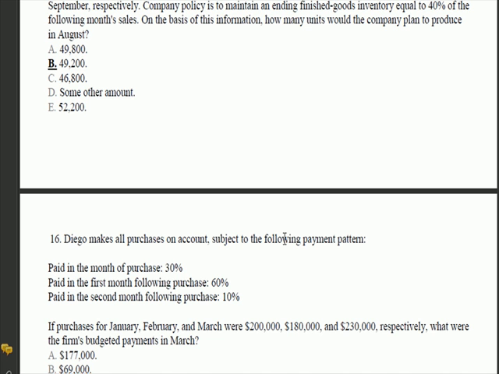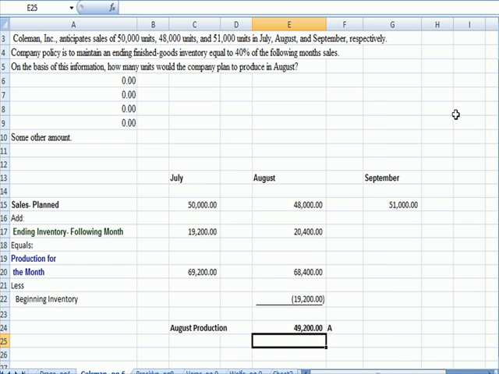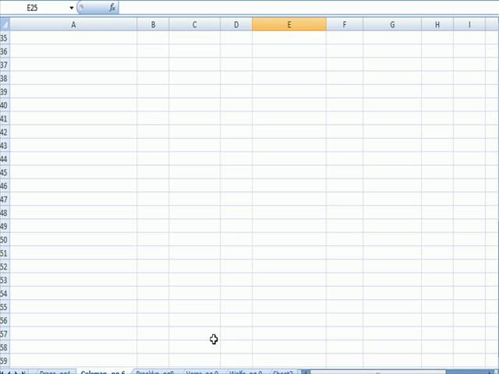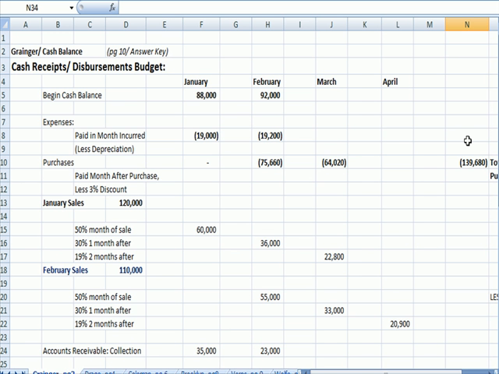Let's go to my last one, which is the most complicated. And in fact, rather than look at the question because it's so lengthy, I'm just going to go to the spreadsheet because this one happens to be the most complicated. And I'm more concerned about how you set this up than actually reading through a question. So, this is a cash receipts and disbursements. We have beginning cash balance. We have operating expenses, less depreciation here. We've already done that.